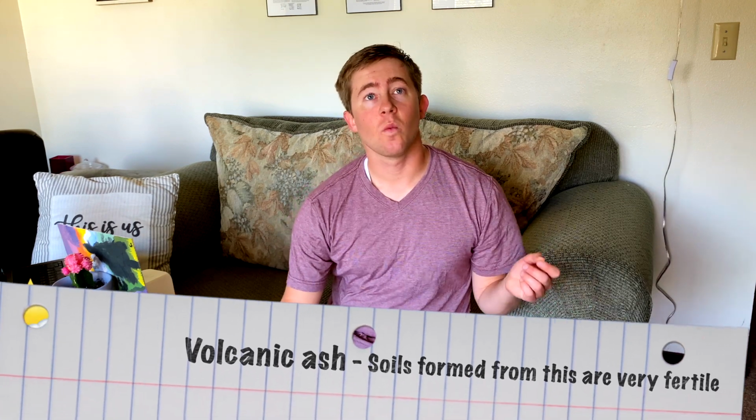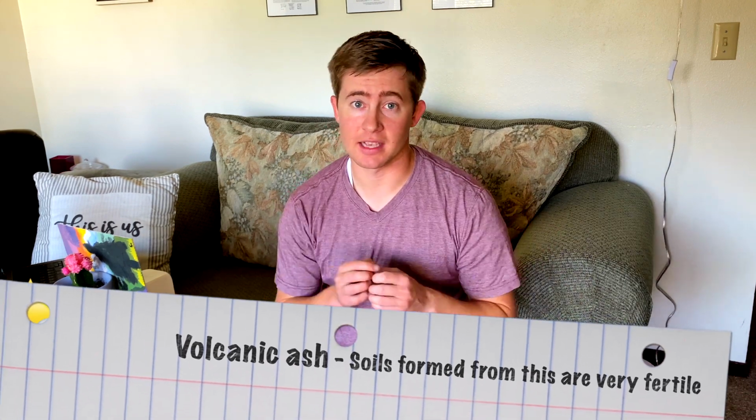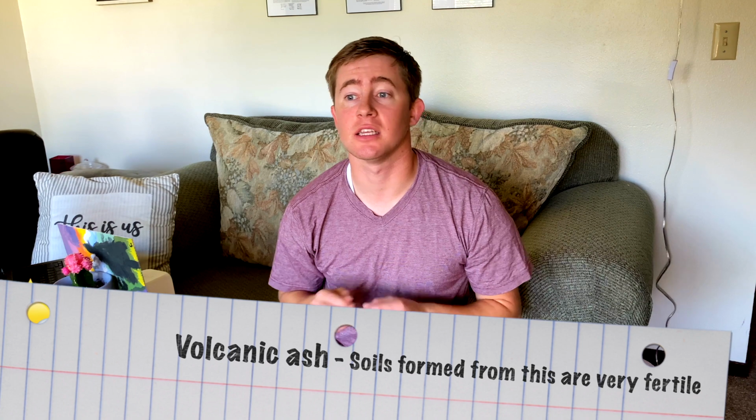So the last parent material is volcanic ash. When you think of volcanoes, there's a lot going on. There's ash being spewed all over the place. There's lava flowing all over the place, and eventually that lava is cooling and turning to different types of rock. Ash is landing and covering the landscape.